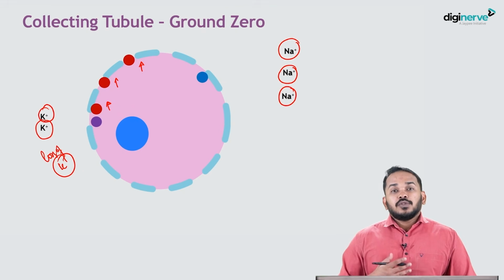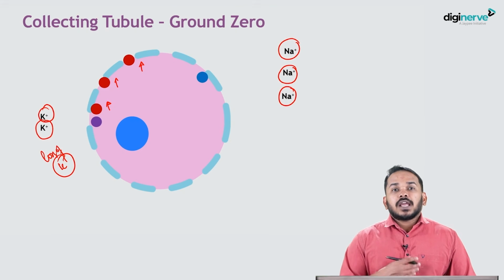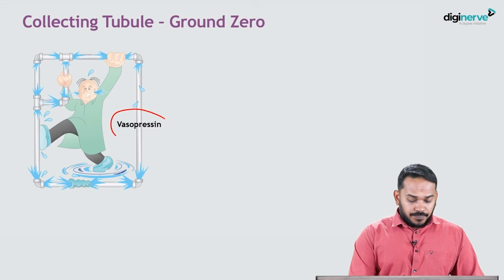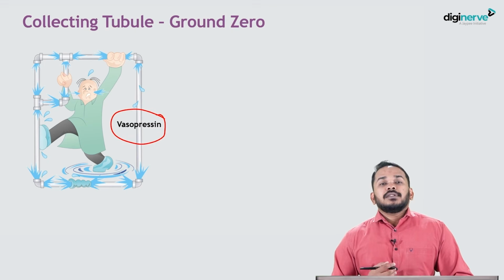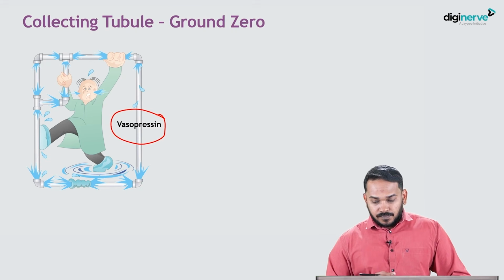So in the collecting tubule, essentially one sodium ion is reabsorbed from the ultrafiltrate in exchange for one potassium ion secreted into the ultrafiltrate. Collecting tubule is also a site of action for vasopressin, and this vasopressin will increase the water reabsorption from the collecting tubule.